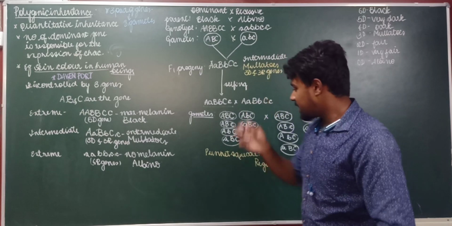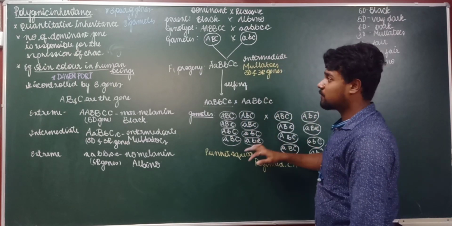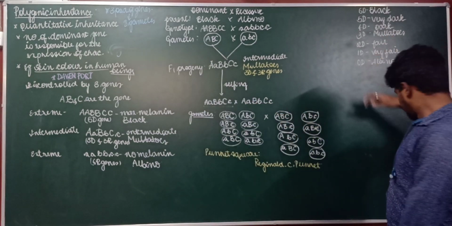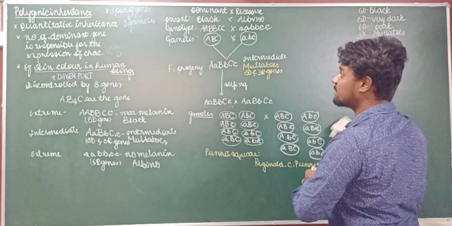Now the main thing we have to do is the Punnett square. There are 8 gametes on each side, so 8 eights are 64. So let me erase all these things and keep this as a key. Yes, I'll erase all these things because our Punnett square will be very big.